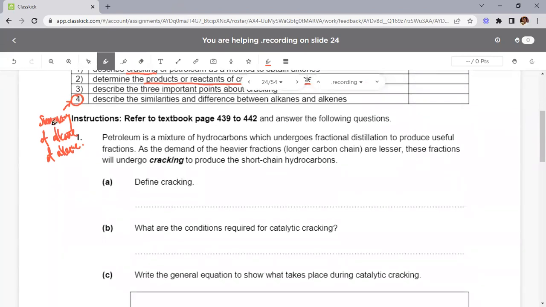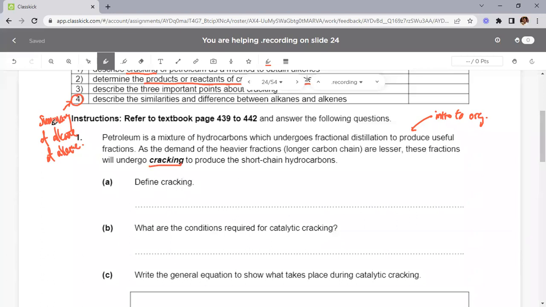Petroleum is a mixture of hydrocarbons which undergo fractional distillation to produce useful fractions. This is what we went through under intro to organic chem. We have covered this a little. However, the demand for the heavier fractions is lesser. So what we're going to do is take these heavy fractions and break them down into smaller chain hydrocarbons. And this process is what we call cracking.